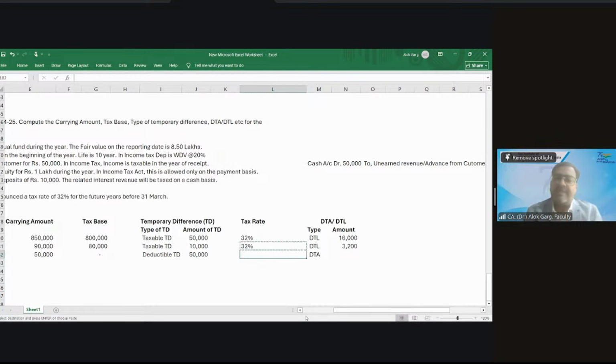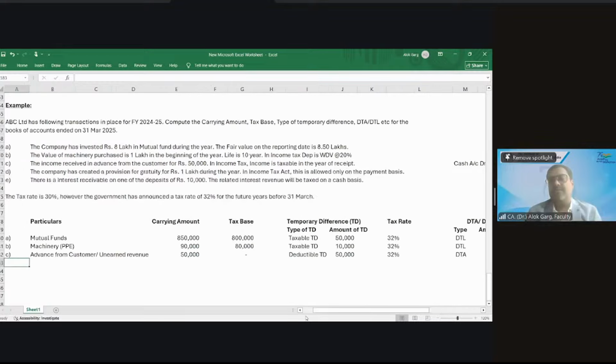Yes. What is my tax rate? 32%. What is my deferred tax asset? Temporary difference multiplied by tax rate. Now D. Yes, D. And what is this?